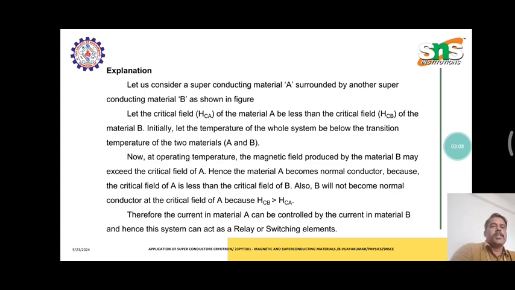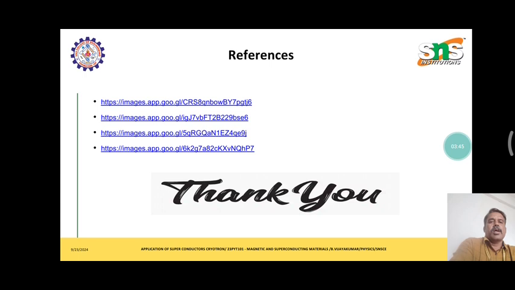At the operating temperature, the magnetic field produced by material B may exceed the critical field of A. Hence material A becomes a normal conductor, because the critical field of A is less than the critical field of B. Also, B will not become a normal conductor at that critical field. Therefore, the current in one material can be controlled by the current in the other. So it acts as a relay or switching element.